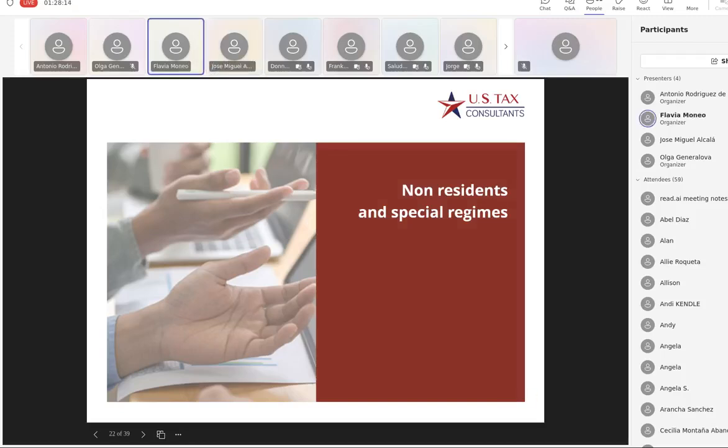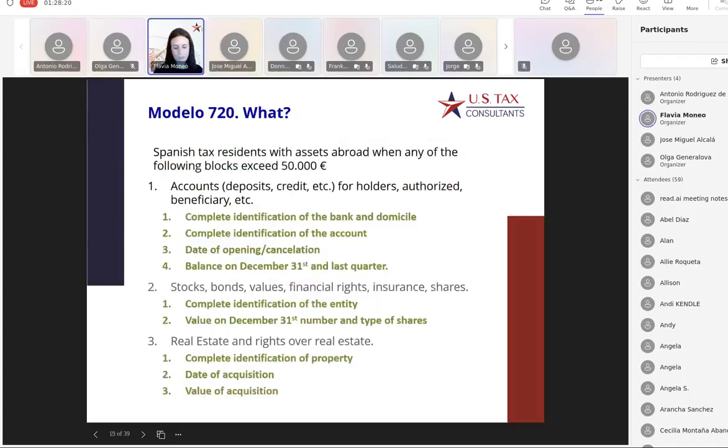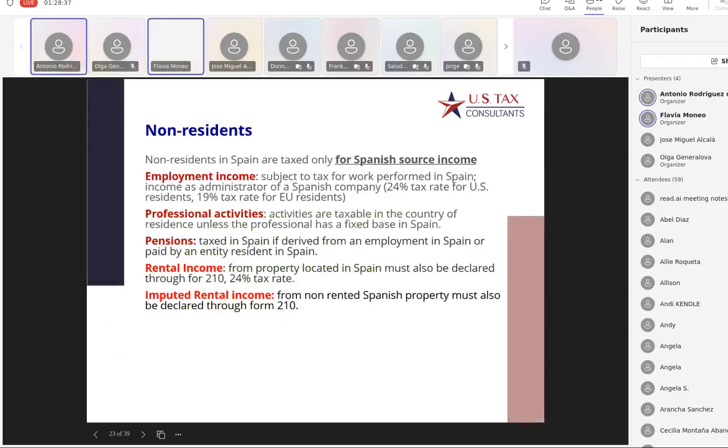Okay, so now we are going to talk about non-residents in Spain and the special regime that is known as the Beckham law. Antonio, the slide? I mean, this is the first slide. Oh, no, what is the one? I'm sorry. Okay, now, yeah, thank you.